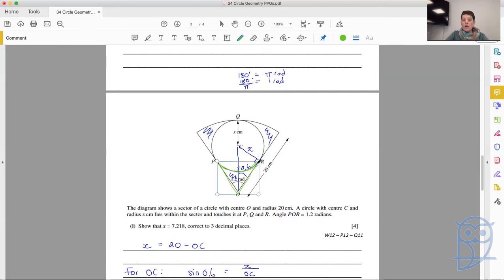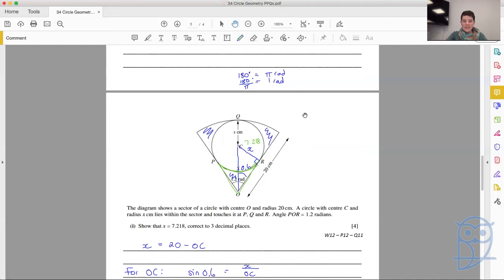So OR, we can see already, that lies in our helpful triangle from the beginning. We've got our value for X, 7.218, and OR is our adjacent of our 0.6. So we can get OR equals OP. The fun thing is, how do we get this arc? Because for this arc, we're going to need the angle in this sector.